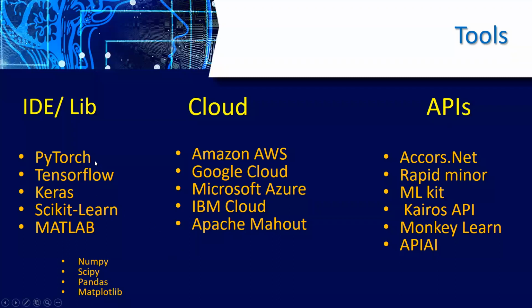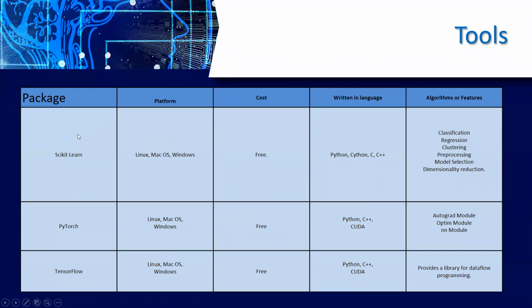Probably in this session, I will explain how to install the Anaconda environment for Python-based development, and MATLAB. So again, these are the packages. As I mentioned earlier, we have Scikit-learn, PyTorch, and TensorFlow. All these are free versions, as I mentioned earlier, and we can use them on Windows as well as Linux environments. Python is the common language, and we can use C++ and CUDA as well.